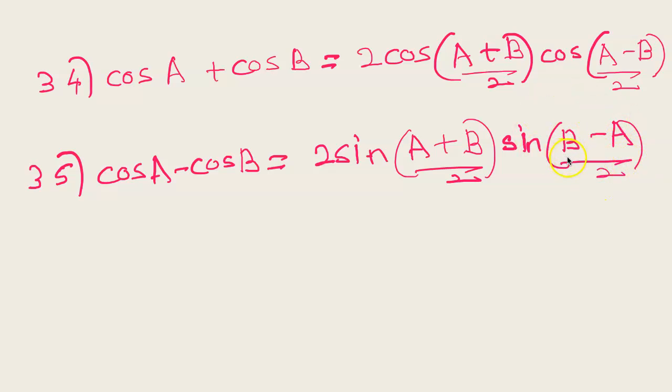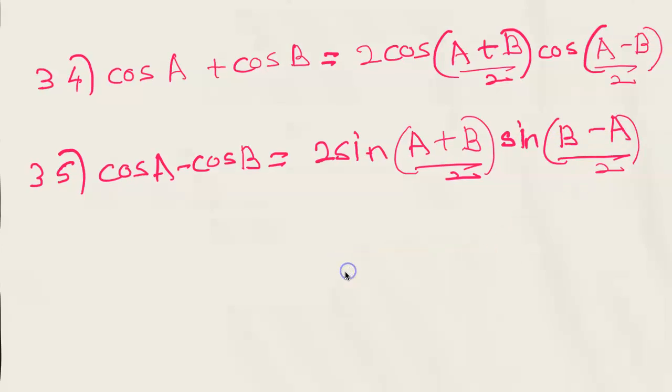This is where you need to remember. Cos minus cos, the second term is sin B minus A by 2.